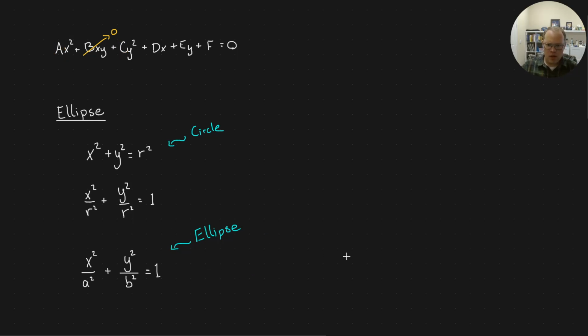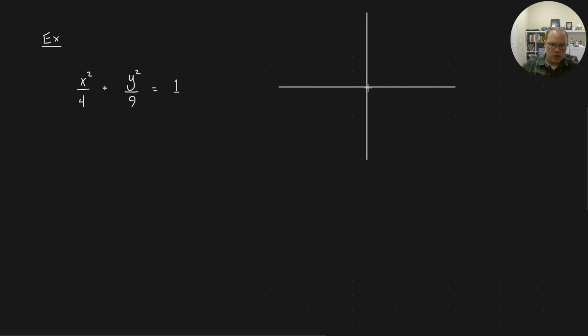Okay? Now, let's graph it. Ellipses are pretty straightforward to graph. So let's do x squared over 4 plus y squared over 9 equals 1. Okay. So again, center is at the origin. And what we want to do is, just like with a circle, plot the points that intersect the xy axes. What happens if you go left and right and up and down from your origin?